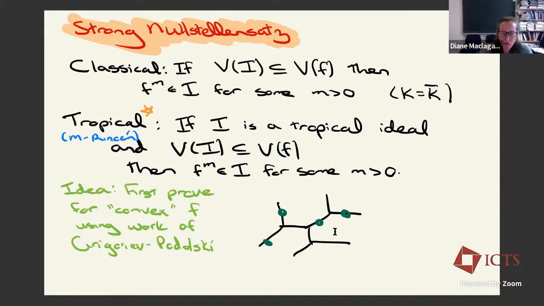And then there's some work of Grigoriev and Podolskii about variants of the Strong Nullstellensatz just in tropical algebra, not trying to connect to geometry quite as well. And so we hope their results should pull across to give a strong Nullstellensatz in this way.